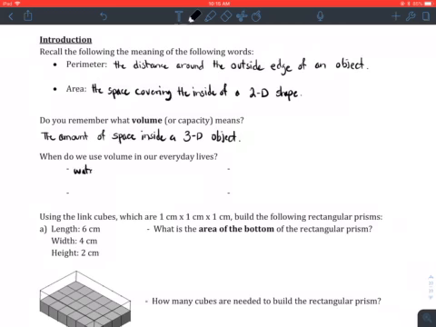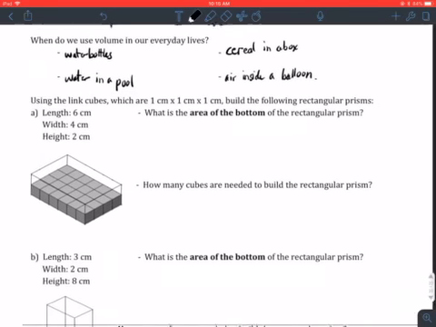So when we talk about capacity, most often in everyday life we talk about some common examples such as water bottles. How much liquid can they hold? The water in a pool. Cereal in a box. Or you might talk about the air inside of a balloon. Just some common examples we use all the time.